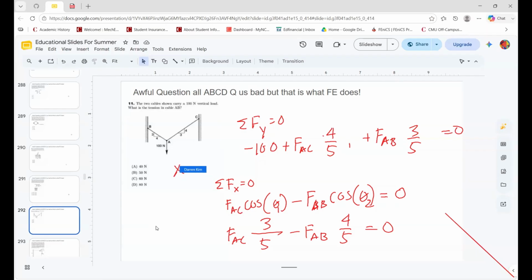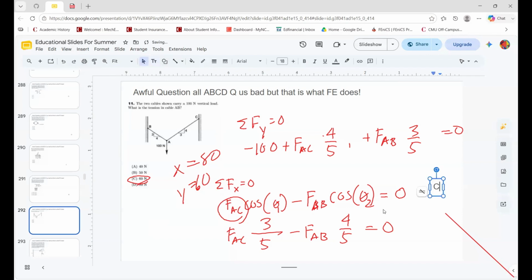And we get x equal 80 and y equals 60, which means this over here, what we're looking for, AB, so it's 60. C. That's what I got. I hope you got the C too. Yeah, because that's what I got.